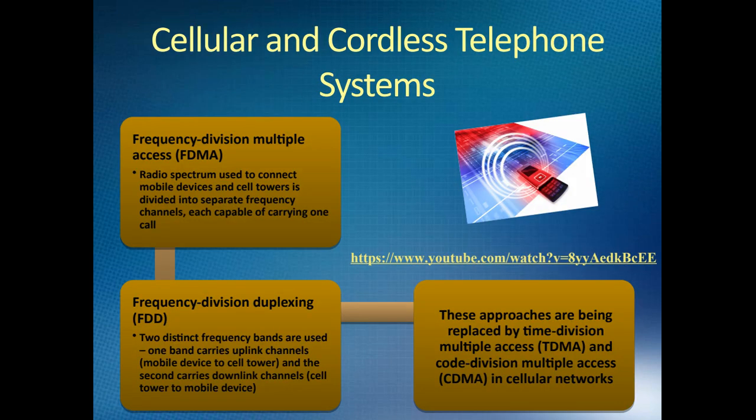Now we talk about the cellular and cordless telephone systems. These are the different technologies. This is the history. They started with FDMA, frequency division multiple access. Here, the radio spectrum used to connect mobile devices and cell towers is divided into separate frequency channels, each capable of carrying one call. Then they also used frequency division duplexing. Here we have two distinct frequency bands, one band for uplink and another band for downlink.